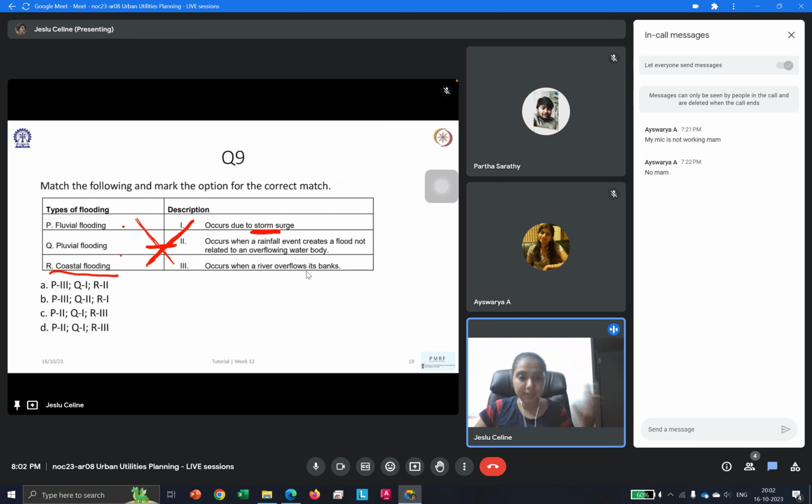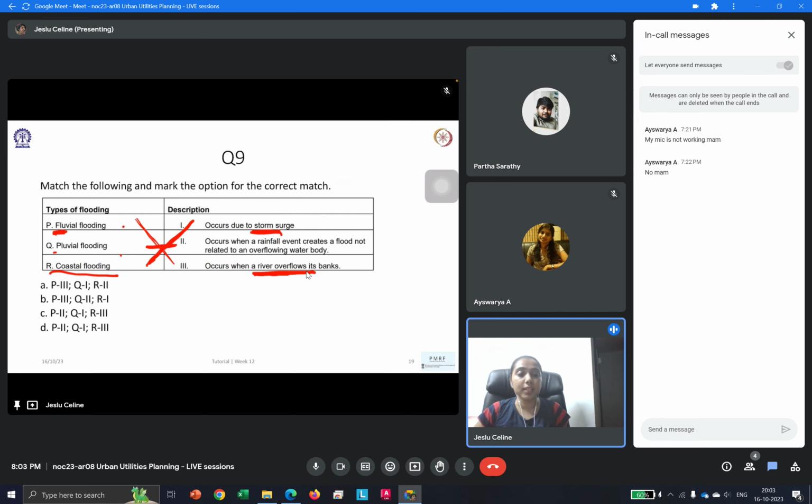So one trick that I usually use to remember is that this is fluvial, which means something is flowing. So the river water is overflowing, and because of the overflow, there is fluvial flooding. There is pluvial flooding when it's not related to any overflow mechanism. It's not an overflow from a water body; it is being flooded due to some other reason. We need to keep something like this so that we don't forget easily.